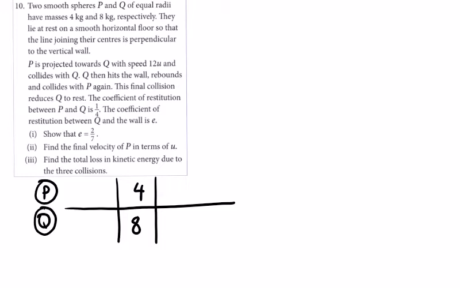P is projected towards Q with speed 12u. So the initial speed is 12u and collides with Q, and then Q hits the wall, rebounds and collides with P again. This final collision reduces Q to rest. The coefficient of restitution between P and Q is 1/4, and the coefficient between Q and the wall is E. So we have two things going on, and show that E is equal to 2/7.